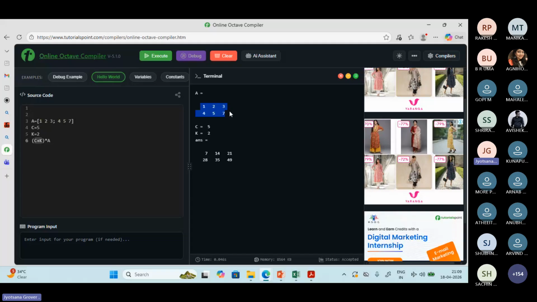So 7 into 1 is 7. 7 into 2 is 14. 7 into 3 is 21. 7 into 4 is 28. 7 into 5 is 35. 7 into 7 is 49. Okay, so now this result will be the same as C into A plus K into A.